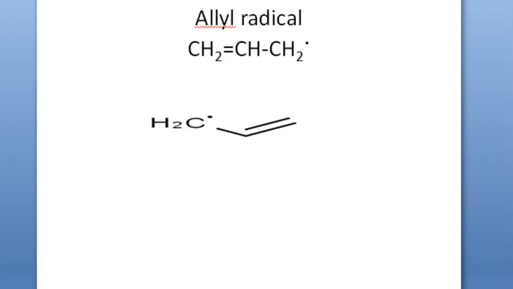Allyl radical is CH2 double bond CH with the CH2 dot. That allyl radical is having, so this radical is also considered as what? One of the pi molecular unhybridized orbital will have 1 electron here. This CH2 at the end is having what? An unhybridized orbital carrying 1 single electron.